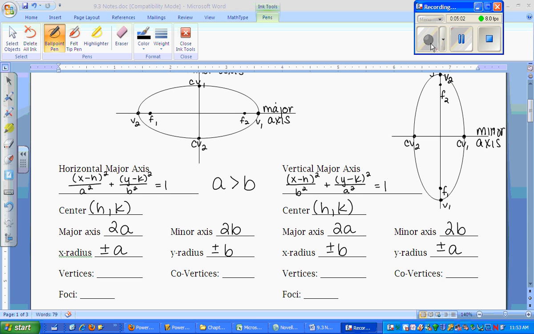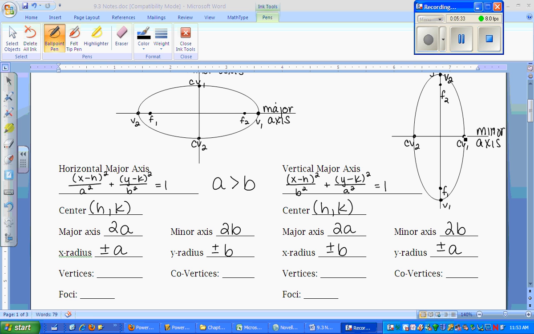When determining your vertices and co-vertices, your vertices are always going to be on the major axes. So on your horizontal major axes ellipse, they're over on the left and right. On the vertical major axes ellipse, they're at the top and bottom. And your co-vertices will always be on the minor axes. So on the horizontal major ellipse, the co-vertices are at the top and the bottom. And on the vertical major axes ellipse, the co-vertices are on the left and the right.